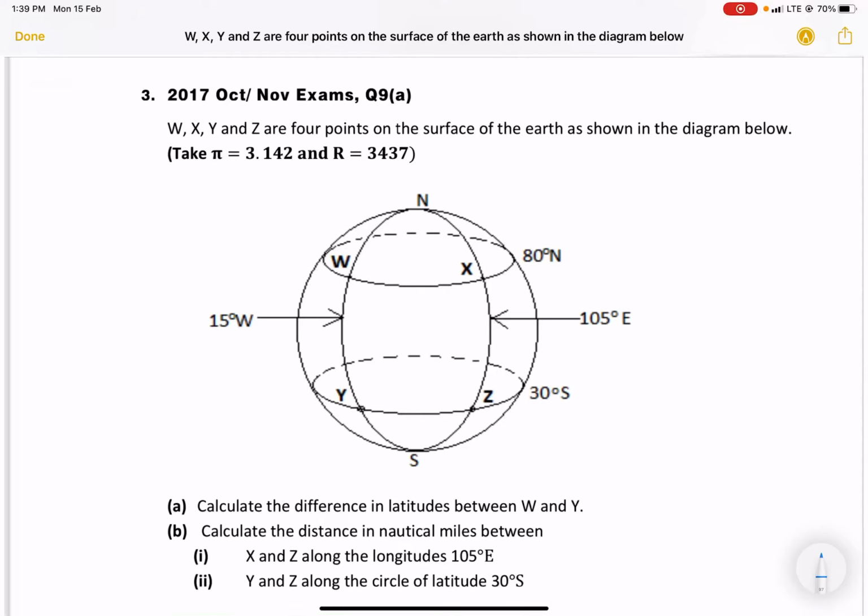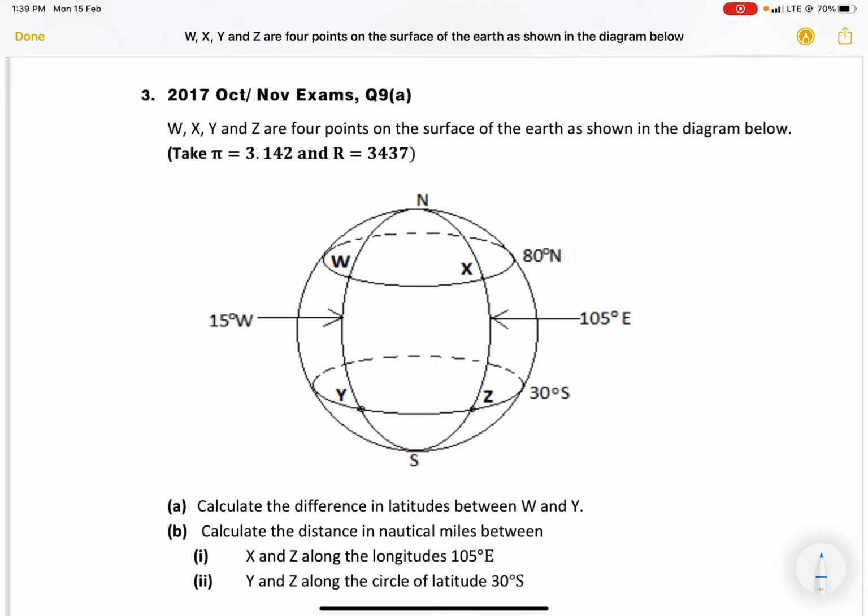Okay, we continue looking at exam past paper questions on earth geometry. In this particular broadcast, we are going to solve the 2017 October-November exam question on earth geometry.